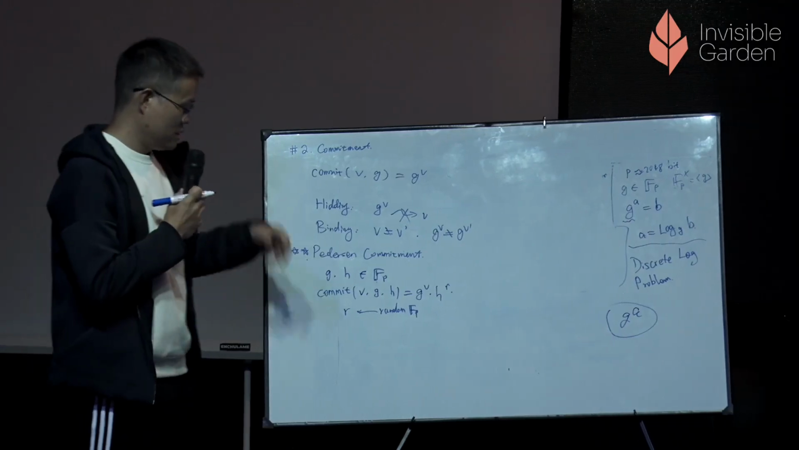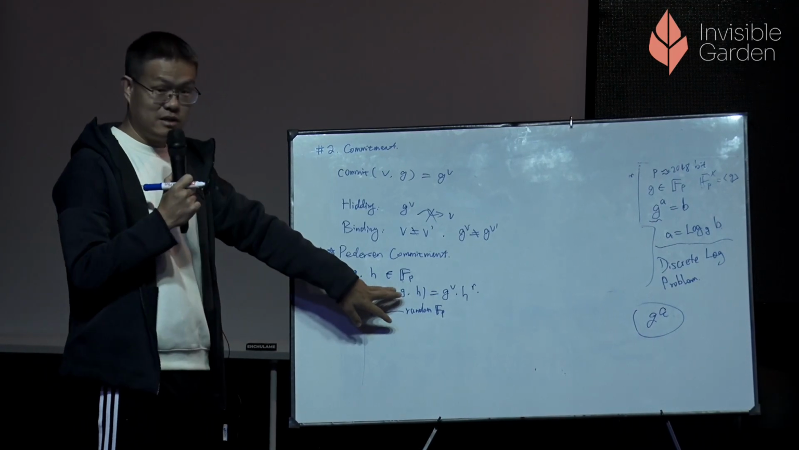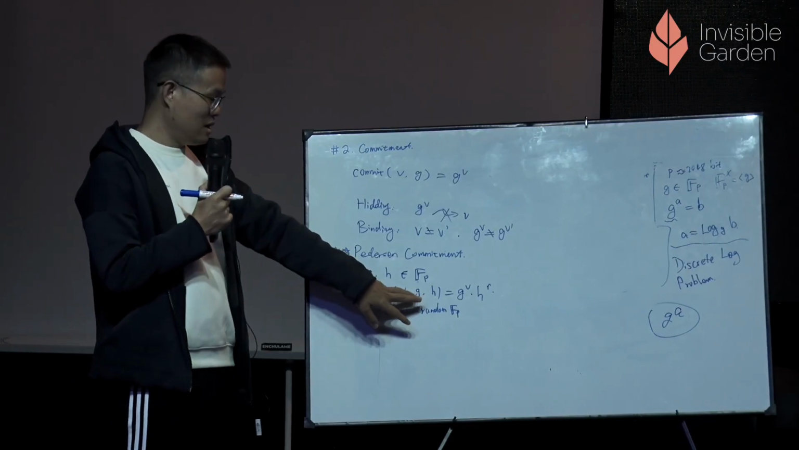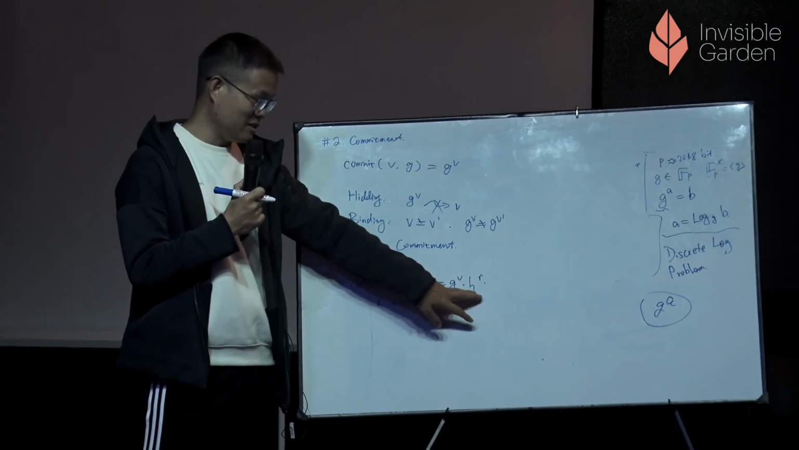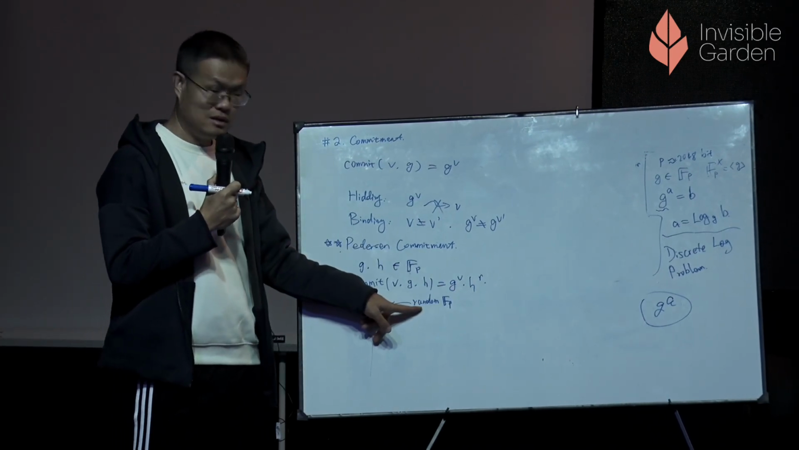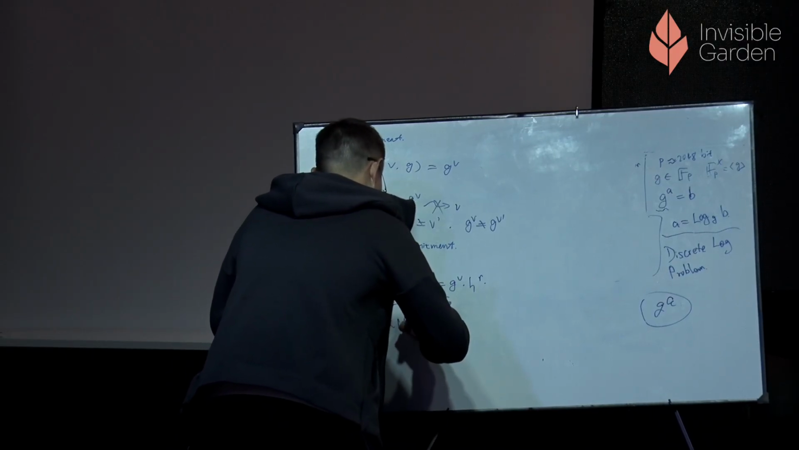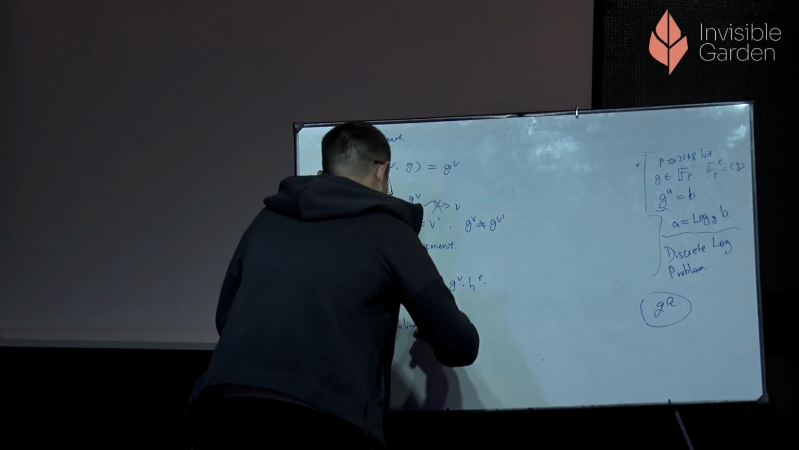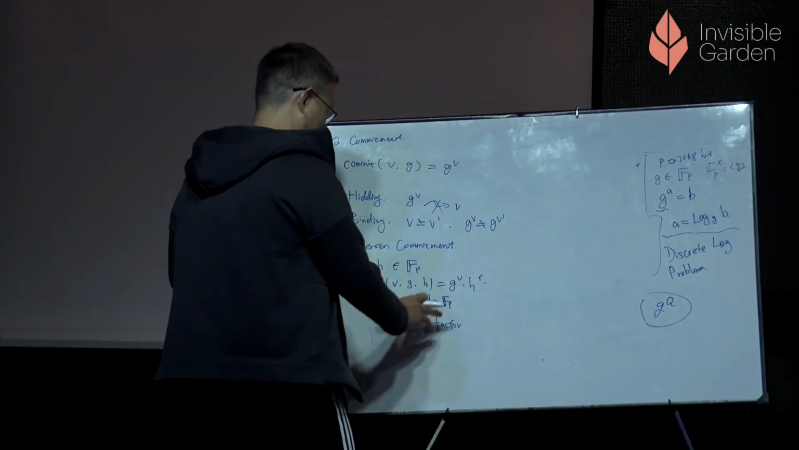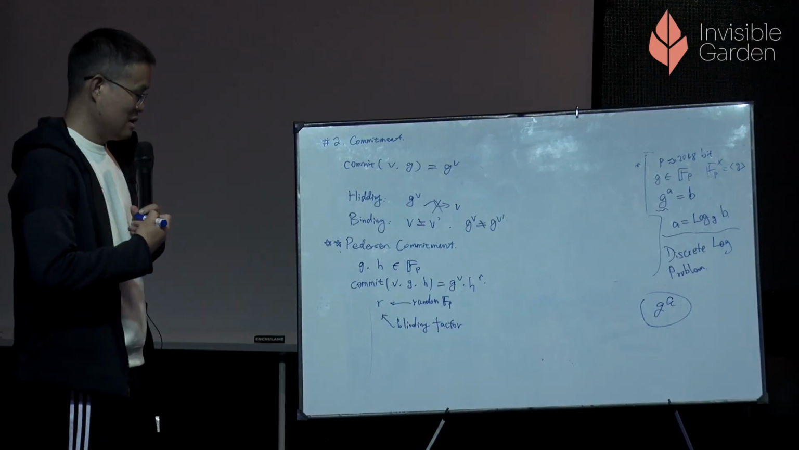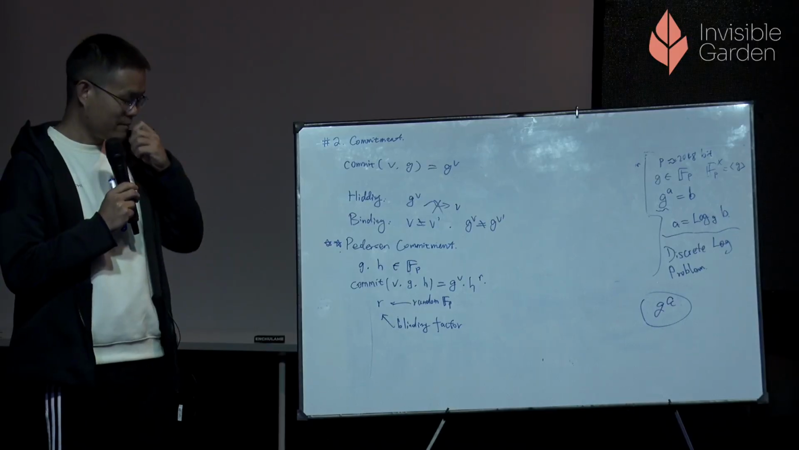So we commit a value V. We append to the commitment of V another random number. Sometimes it's called the blinding factor, to protect the commitment.